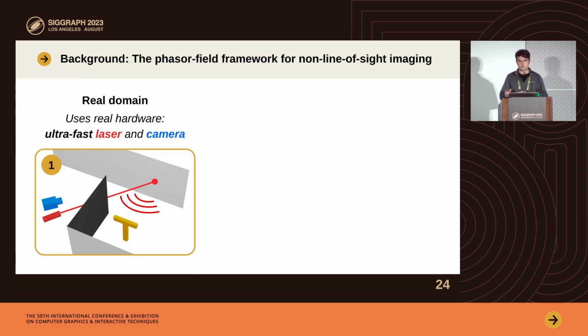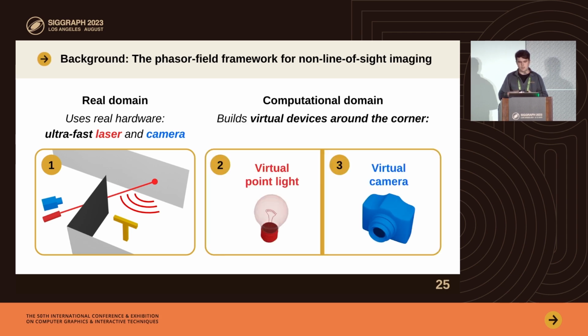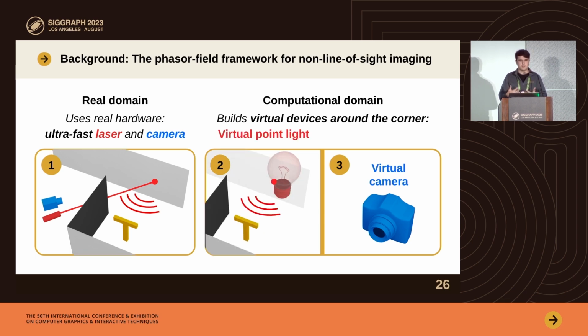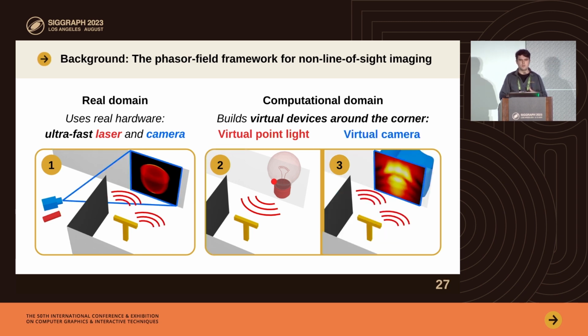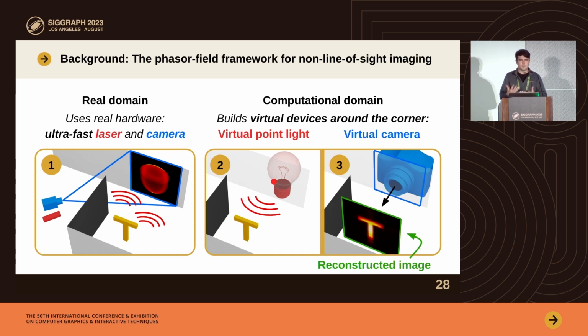It goes in 2 steps. First, in the real domain, it uses the laser and camera, as I explained before, and this data is put into a computer and is transformed in order to build computational imaging devices around the corner. These devices have a virtual line of sight towards the hidden scene and can perform tasks such as illuminating the scene, such as a virtual point light with an arbitrary illumination function, or a virtual camera which is able to capture this illumination and then take a picture of objects in the hidden scene.